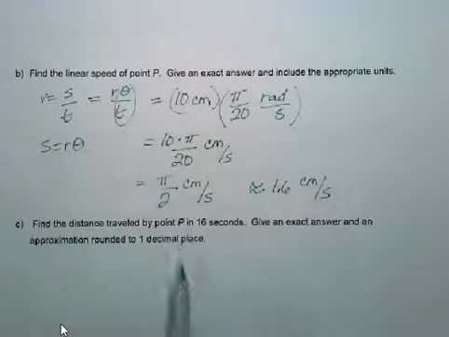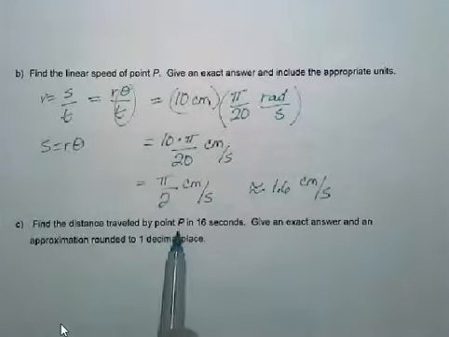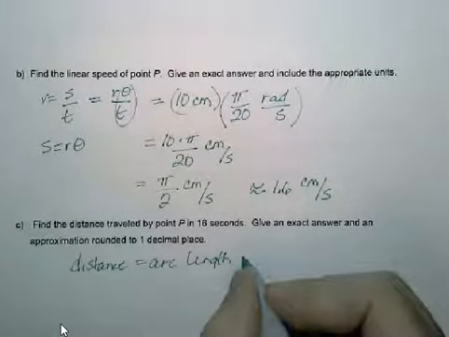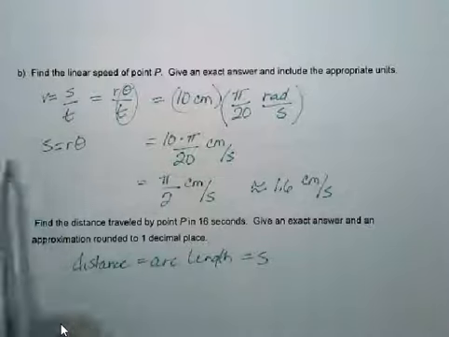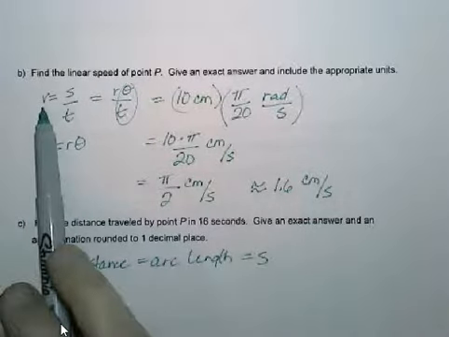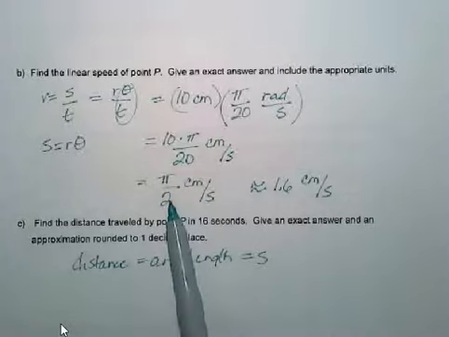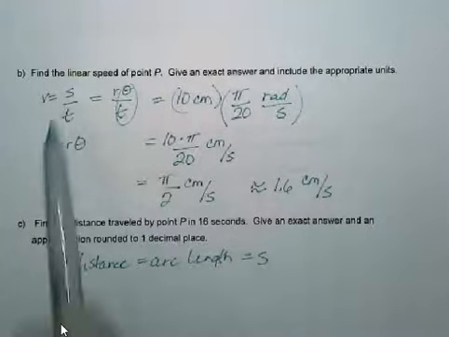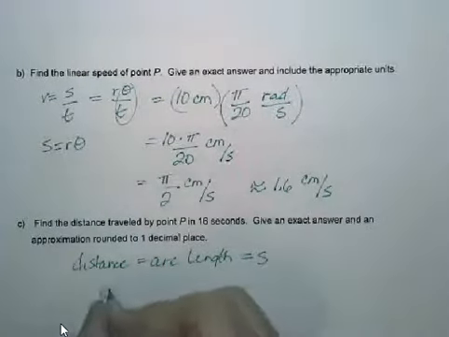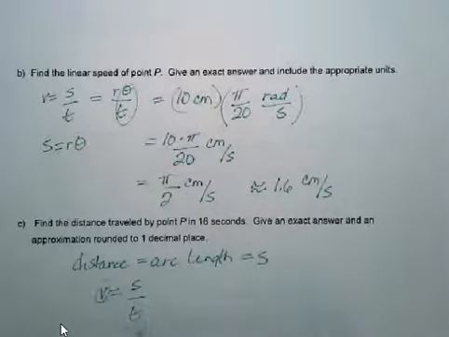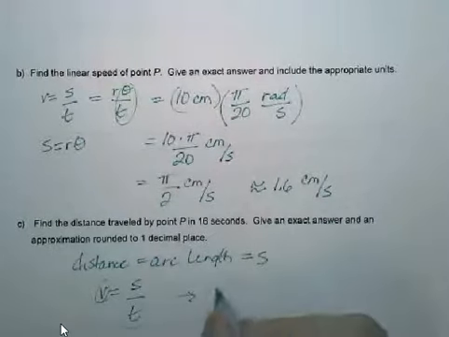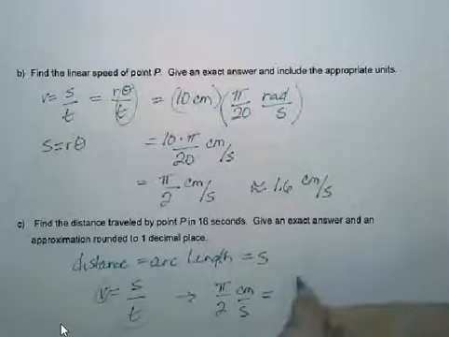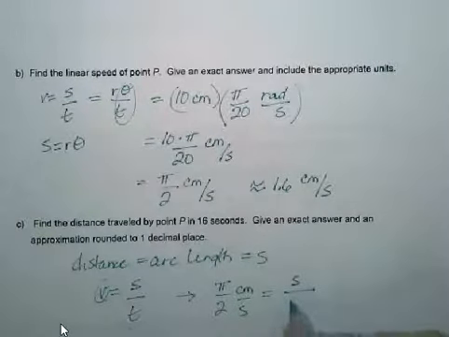Remember that P is traveling around the outside of the circle, so the distance traveled by point P is really the same as the arc length. And remember, our arc length is s. If we go back to our formula for the linear speed, we actually know the value for the linear speed is pi over 2. We want the time to be 16 seconds, and we're trying to find the arc length s. So if we go back to this formula, we have the v and we have the t, and we're trying to find the s. I'm going to plug in pi over 2 centimeters per second for the v and 16 seconds for the t.